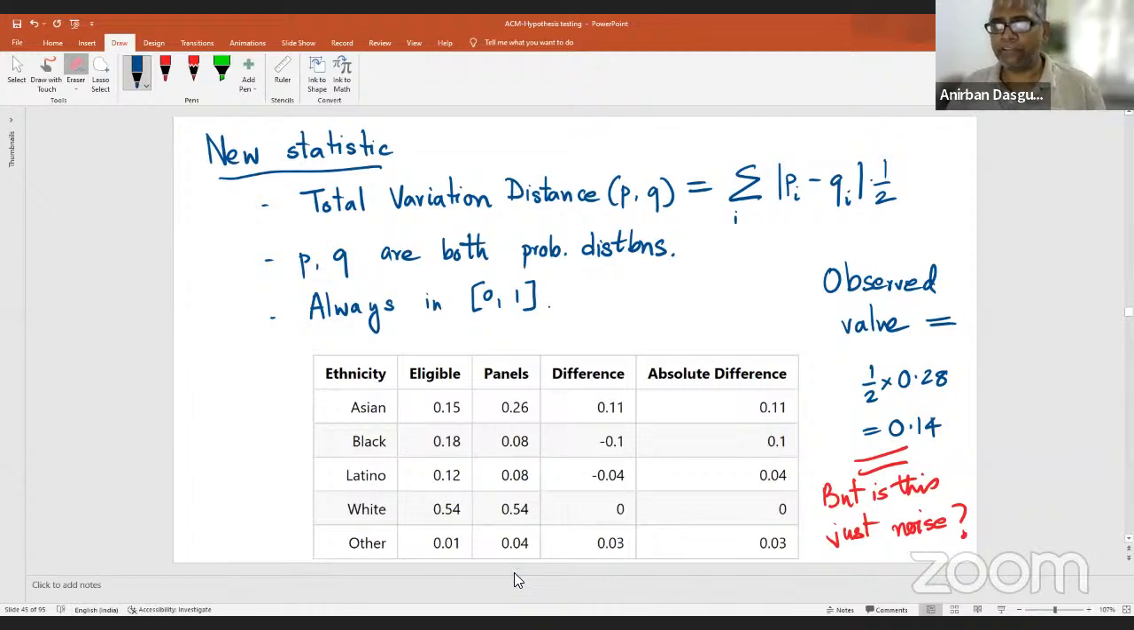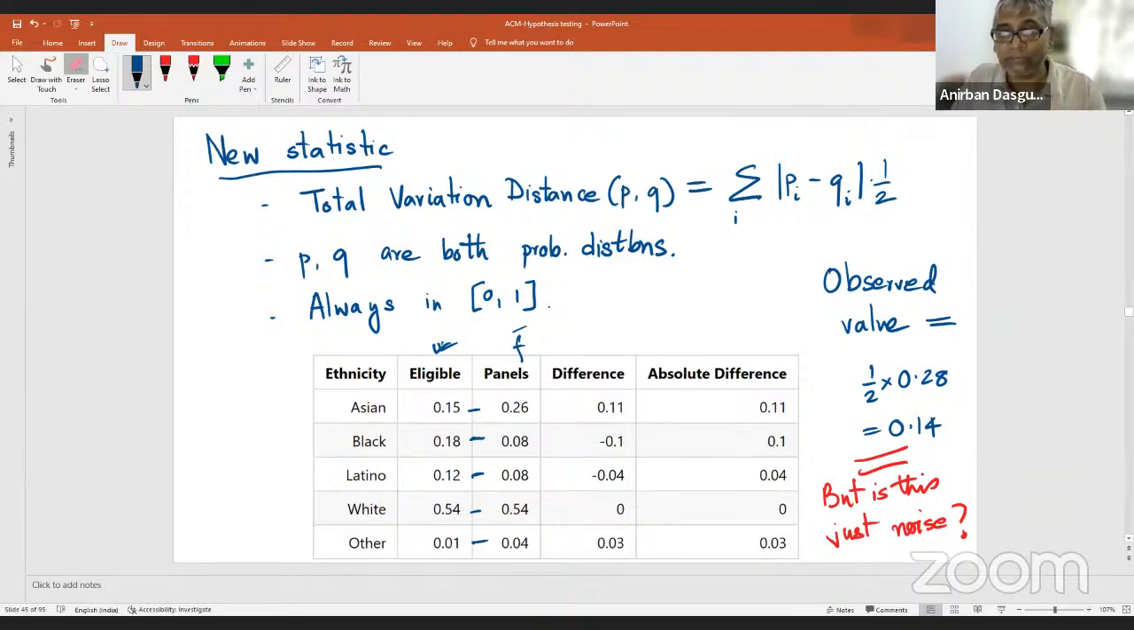The absolute difference. So this is again the panel observed data across panels. This is the simulation data, right? Sorry. This is the eligible fraction. This is the observation, and for the simulation is not here. So then this is the difference between the two. 0.15 minus 0.26, 0.08 minus 0.1, this difference, and I take the absolute differences and I sum them up. Let's say multiply that, and I get 0.14.